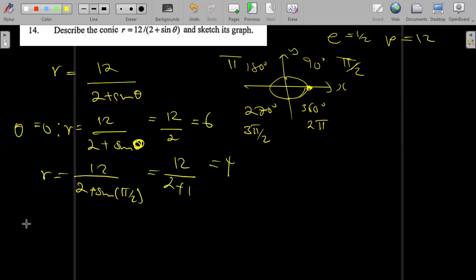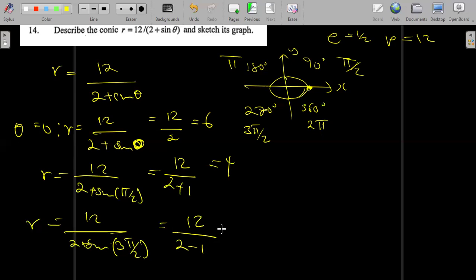Again, r equals 12 over 2 plus sine 3 pi over 2. So sine 270 is just going to be -1. So you end up with 12 over 2 minus 1, and this gives you 1, which is going to give you 12.